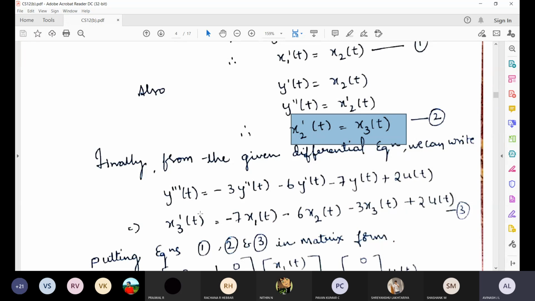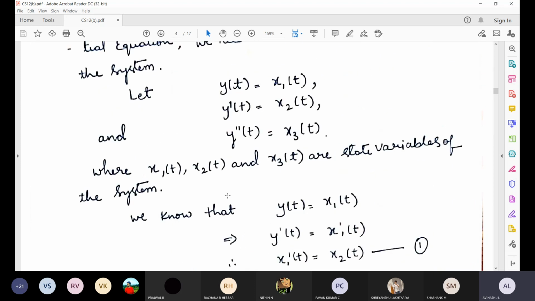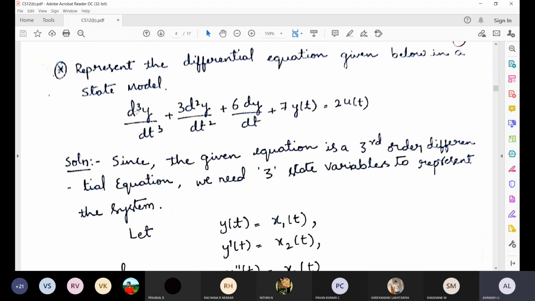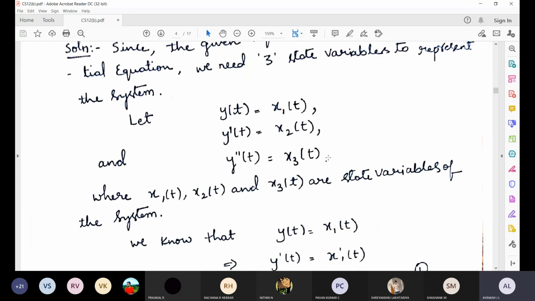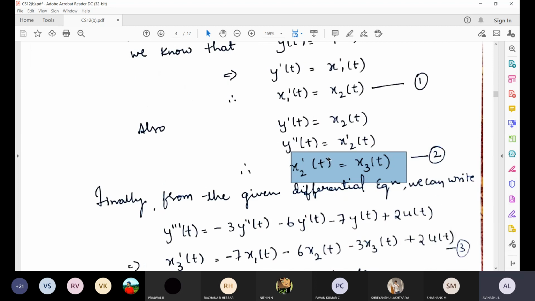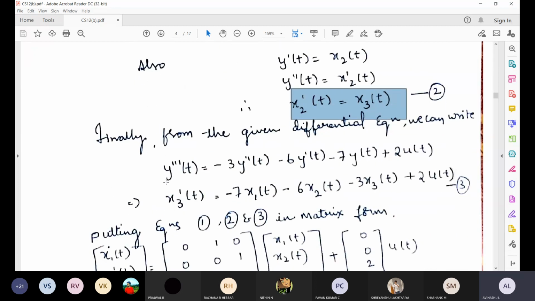y triple dash, that is d cube of y divided by dt cube, we can consider. So y triple dash will be equal to, shifting the 3, 6 and 7 terms to the right hand side, y triple dash of t equals minus 3 y double dash of t minus 6 y dash of t minus 7 y of t plus 2 into u of t. Clear?